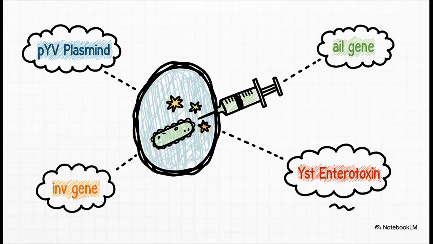So how does it pull all this off? Well, it has a whole toolkit of virulence factors. The star of the show is the pYV virulence plasmid. It basically builds a molecular syringe, a type 3 secretion system, that injects these effector proteins called Yops directly into our immune cells, completely disarming them from the inside. It's an amazing piece of microbial machinery.